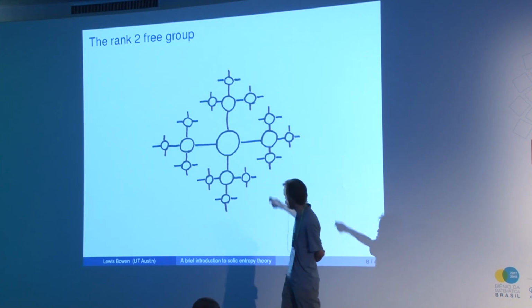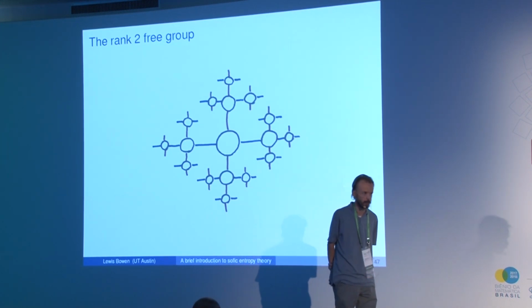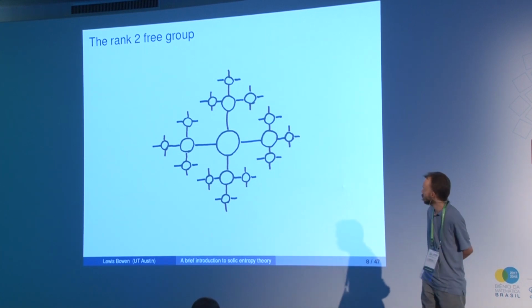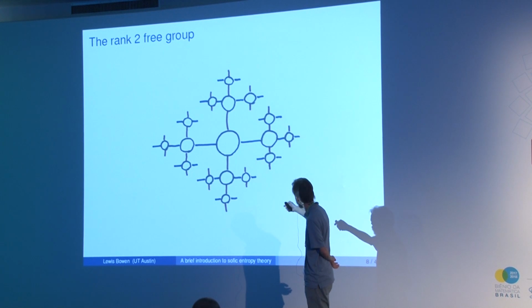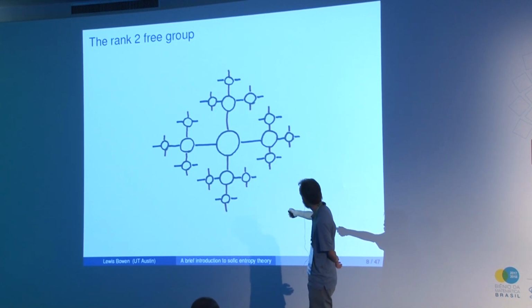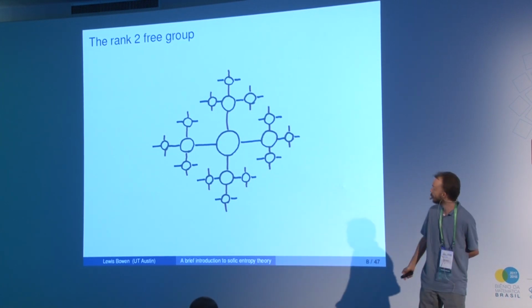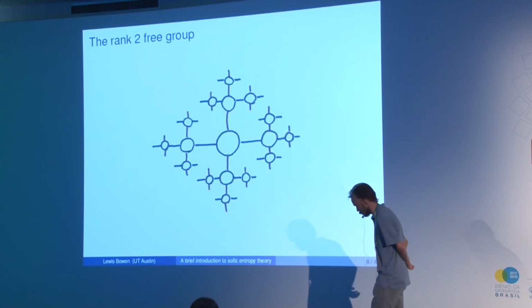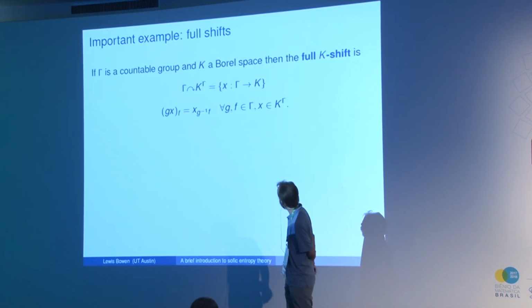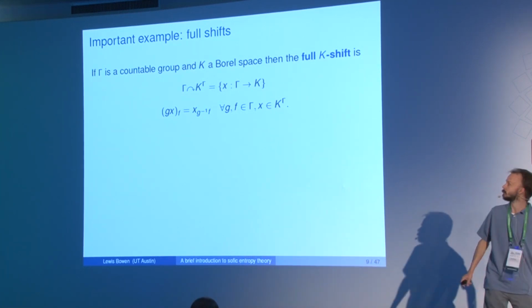So just to have a picture in mind, by the way, this is the rank 2 free group, the Cayley graph of it. The vertices represent elements of the group, and there is an edge from one vertex to another if you can get from one to another by right multiplication by a generator. I'm going to give you a funny example pretty soon, but I need to just explain a class of important examples first.